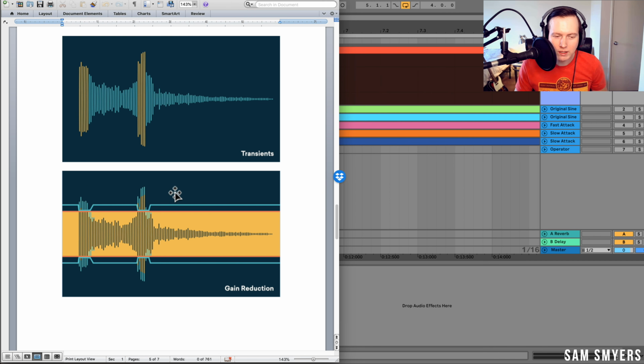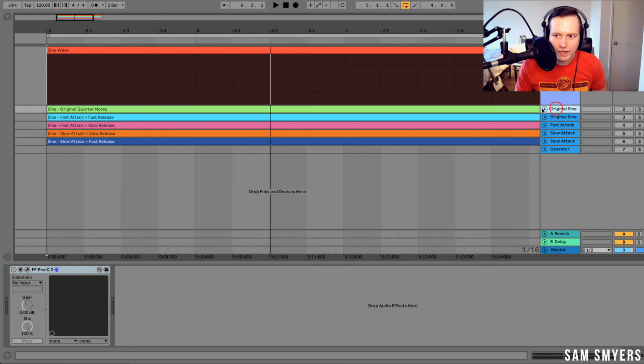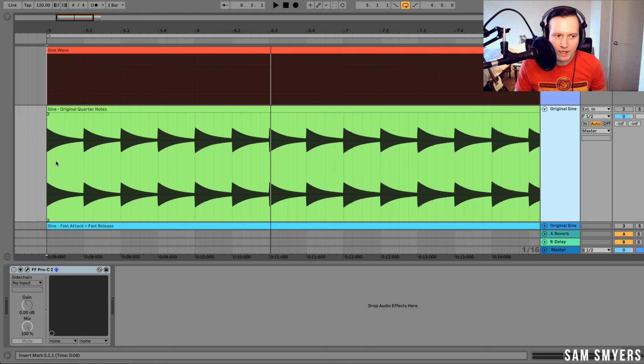When we apply gain reduction, the gain reduction will be applied to those transients, and we can see the gain reduction reducing those transients in this image here. So in my session, I have created a new track that has the sine wave playing quarter notes, and each of these notes has a transient at the beginning, which slowly tapers off to a slow release. So let's take a listen.